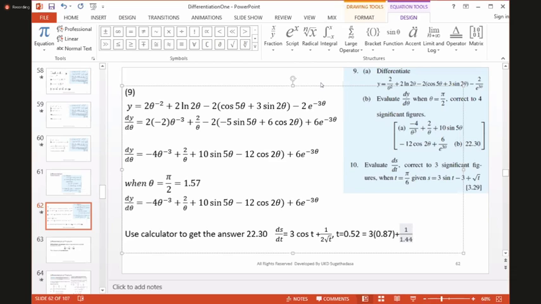Now you can get the answer easily. Simplify this equation. Step by step we do the calculation now. 3 times... Even a normal calculator you can use, right? Normal calculator.